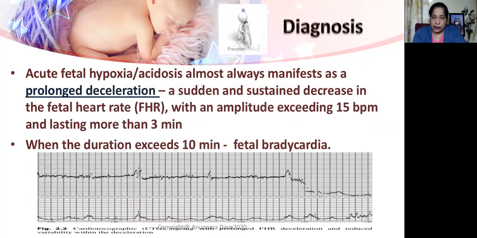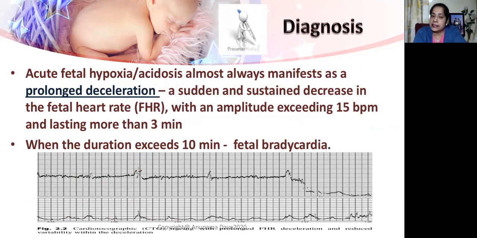Now, how to diagnose fetal distress or fetal hypoxia earlier? Acute fetal hypoxia always manifests as a prolonged deceleration. By this, we mean a sudden and sustained decrease in fetal heart rate with an amplitude exceeding 15 beats per minute and lasting for more than 3 minutes. Now, when this duration exceeds 10 minutes, it is said to be fetal bradycardia.